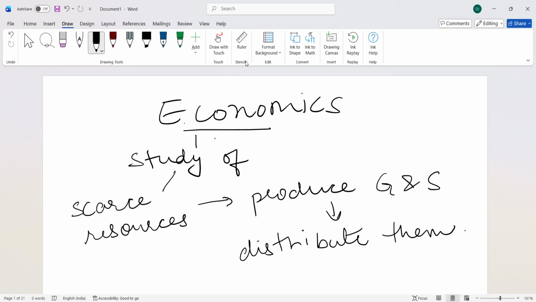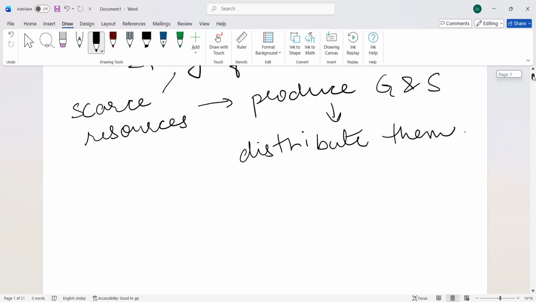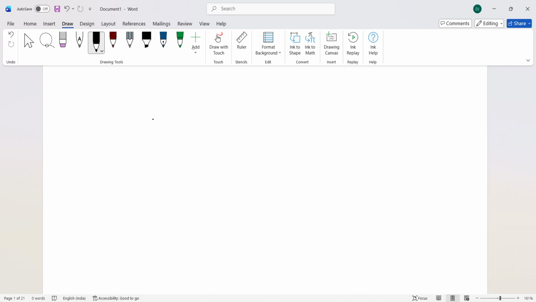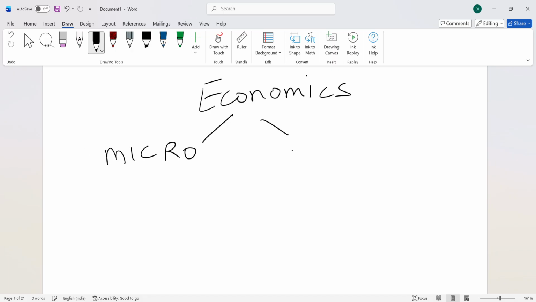Now, economics is a very vast field, so it has various branches. But most of it, we can divide broadly into 2 categories. One is micro and the other is macroeconomics. Micro is basically when we study the behavior of individuals for different goods and services and determine the prices and quantities of goods and services through the interaction of individuals in these markets.